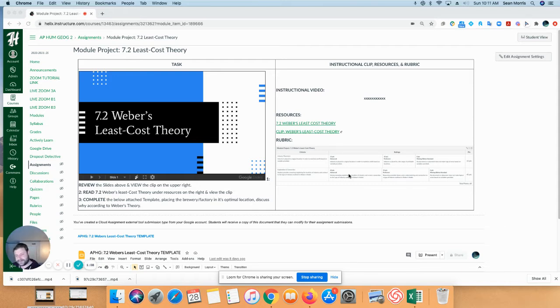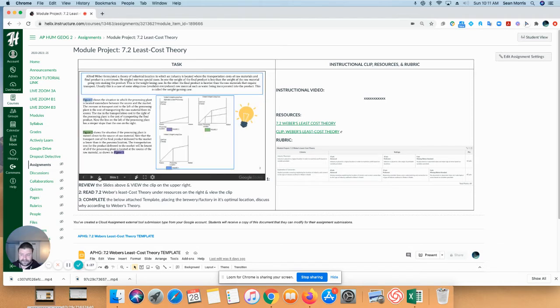So what am I having you do? Well, we know that Weber's least cost theory is very similar to the von Thunen idea or Walter Christaller's idea of really trying to maximize profit based on location. But Weber is looking at the secondary sector. He's looking at industry, manufacturing, production of a thing.